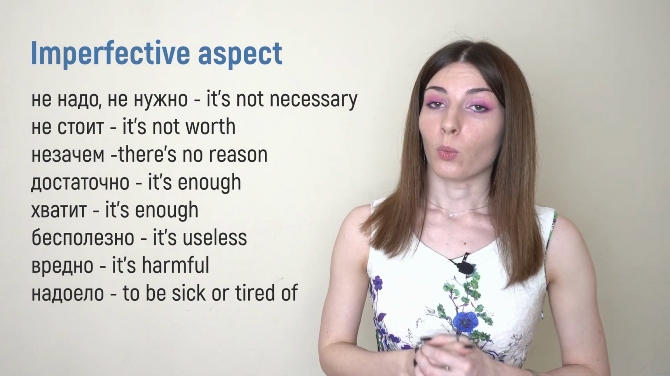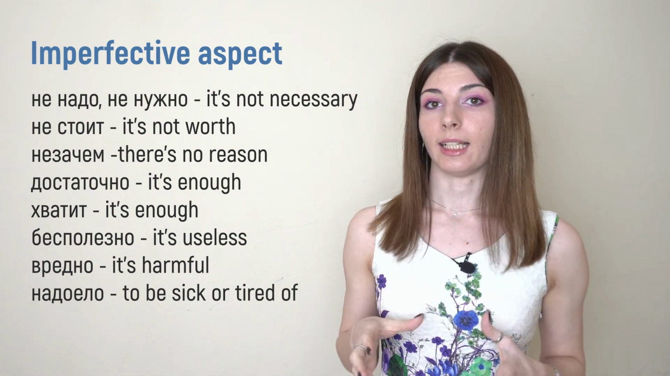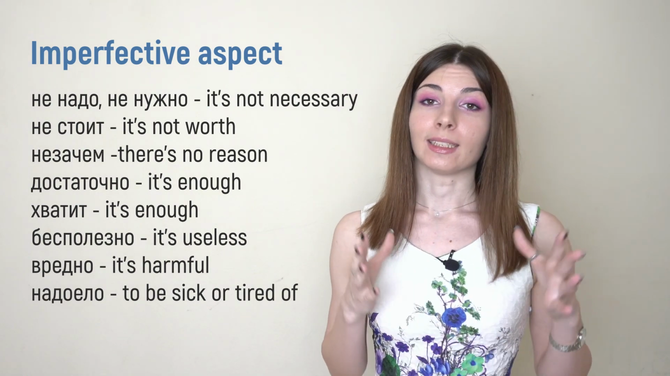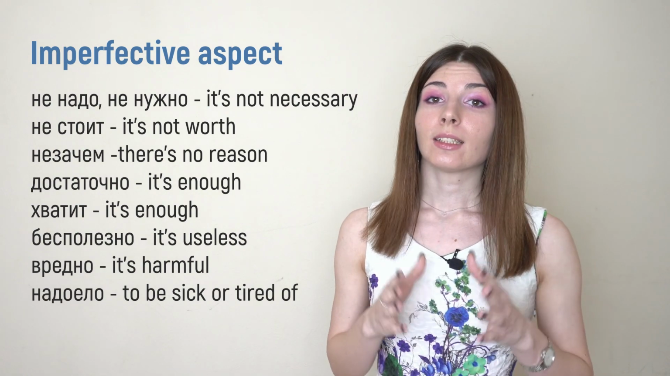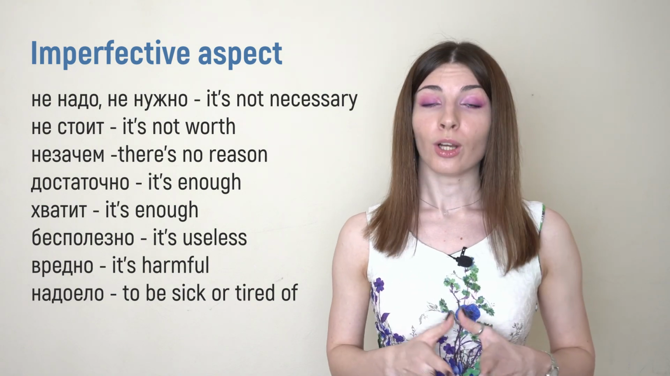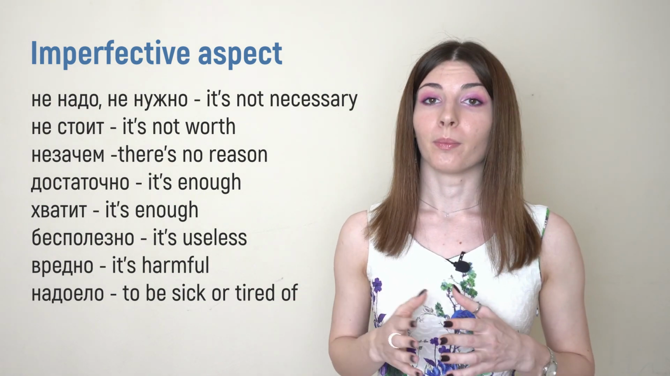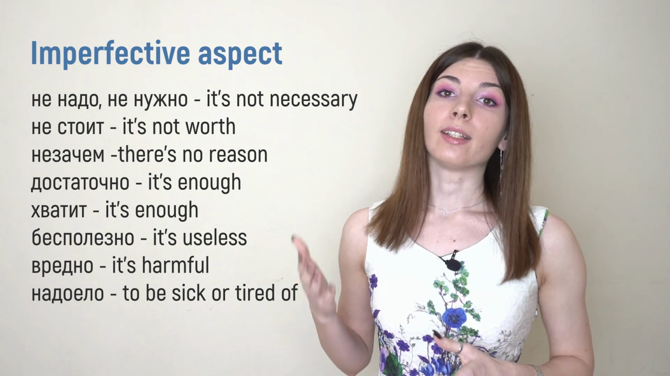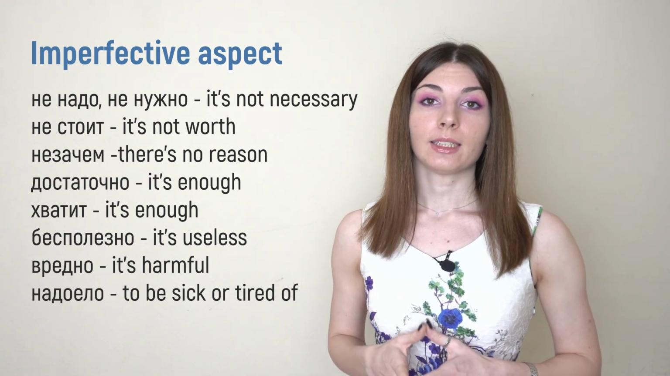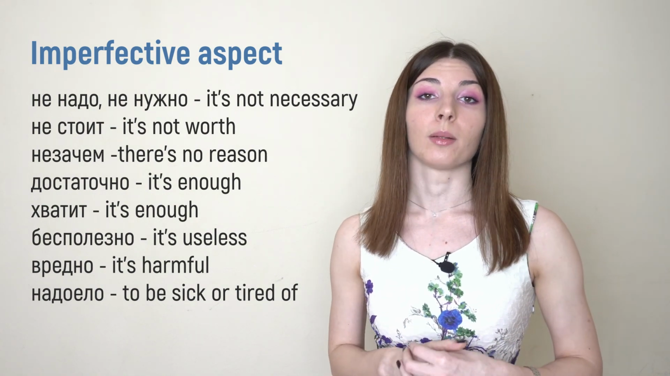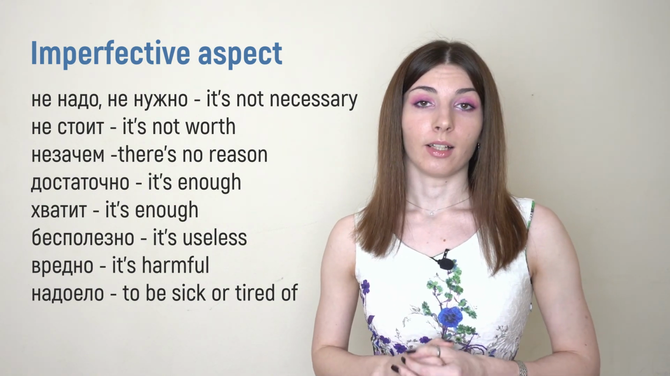But here we have the same phrase, не надо, не нужно, but it's negative. And when it's negative, we don't care about the situation. It's always imperfective aspect. Мне не надо смотреть. You cannot say мне не надо посмотреть, even though if you're talking about one single action.